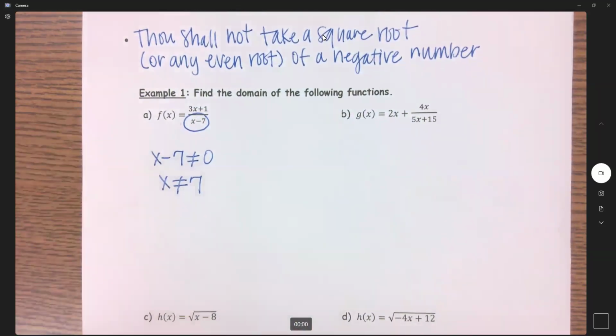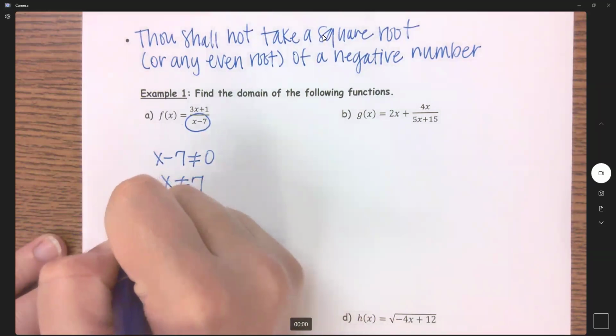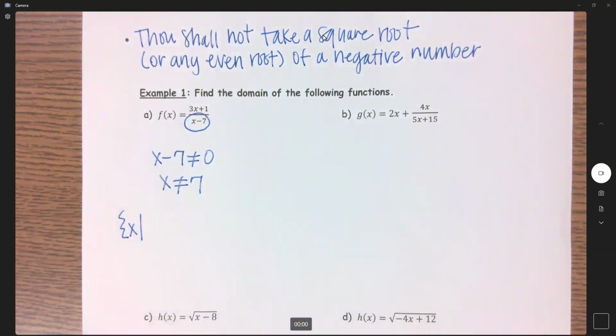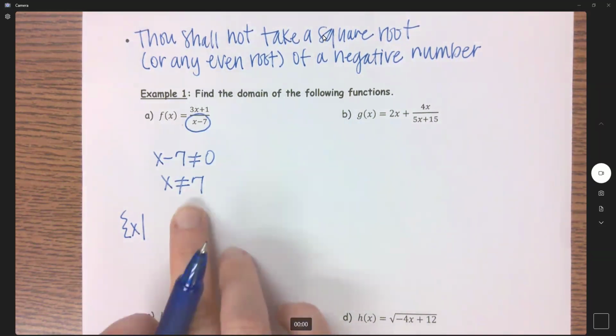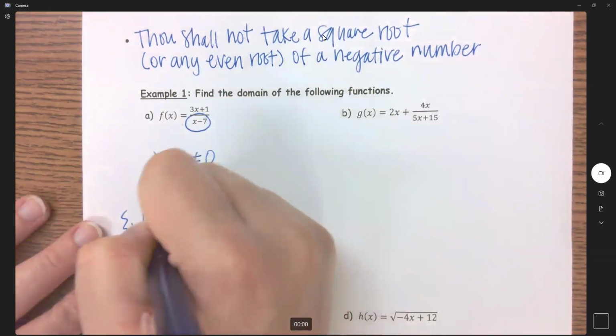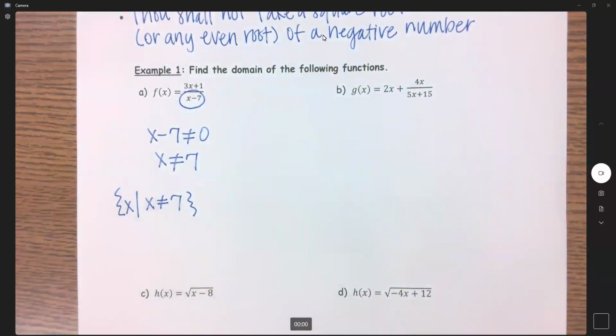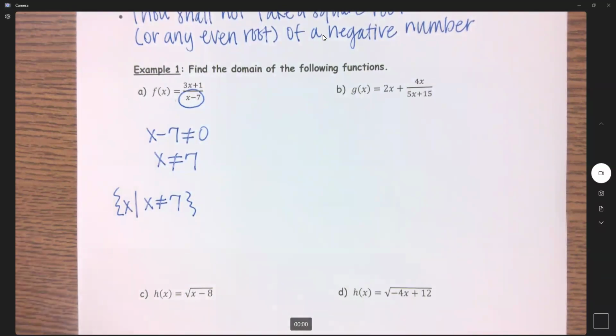Now, depending on the question, you're going to have to write this in two different forms, in set notation and interval notation. So in set notation, this is the set of all x such that x cannot equal 7. In interval notation, and let me flip back here real quick.